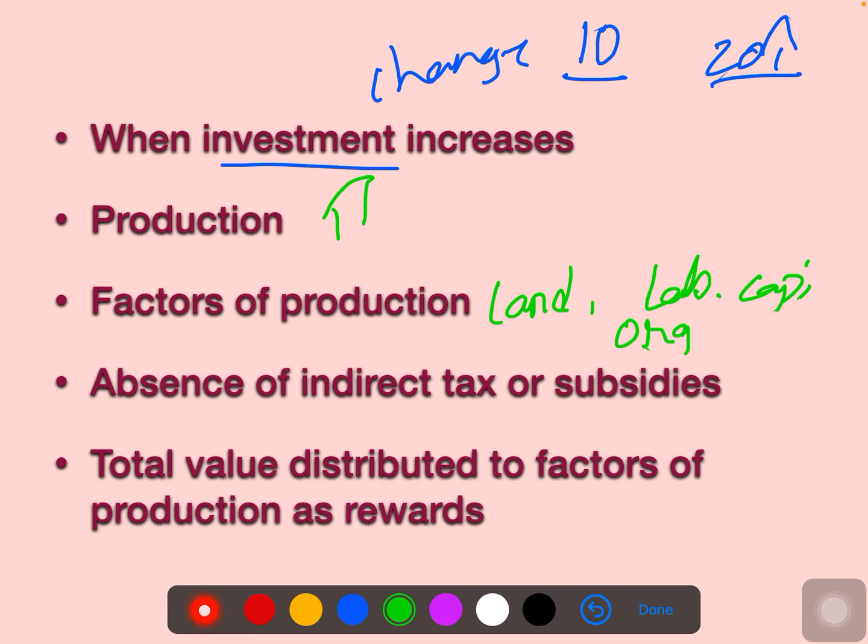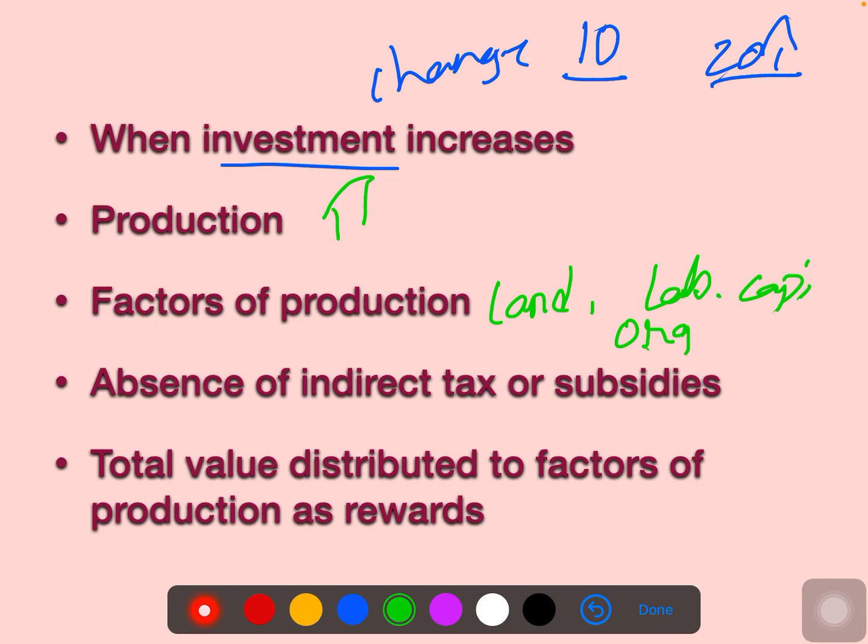So now, to produce more goods, because investment increased, production is increasing. To increase production, we have to use more factors of production. In that case, I have to use more units of land, labor, capital and organization.